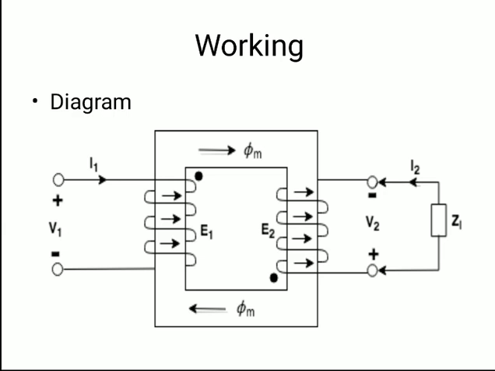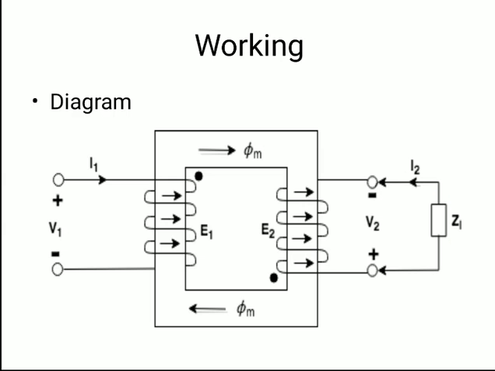So because of that, according to that law, EMF will get induced in this winding. Why? Because flux is linking here, and that flux is variable. Because EMF is induced, current will start flowing in that load. So this is basically the working of a transformer.